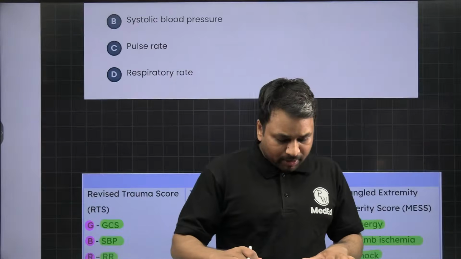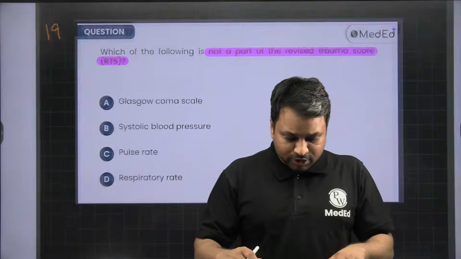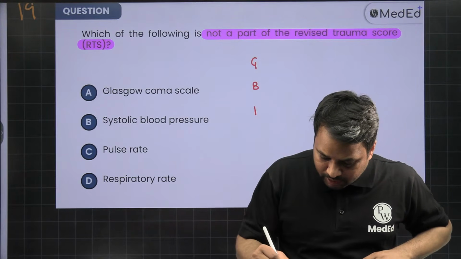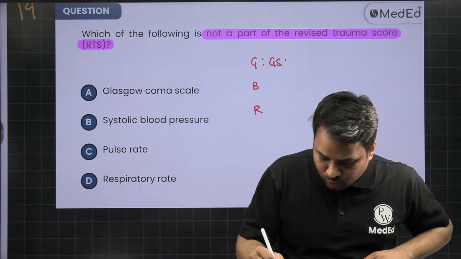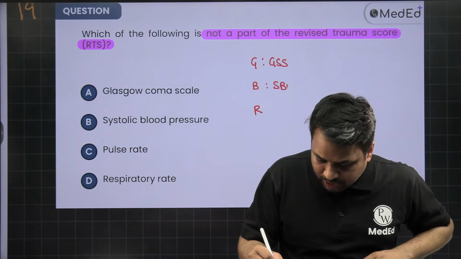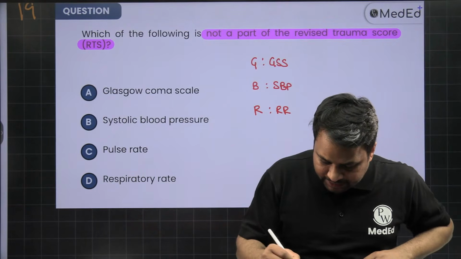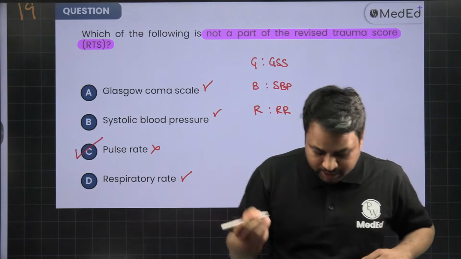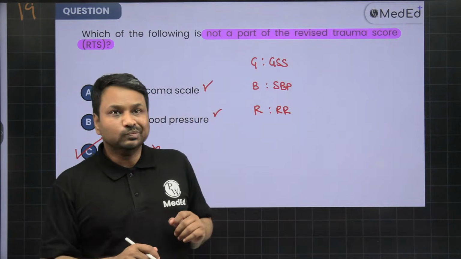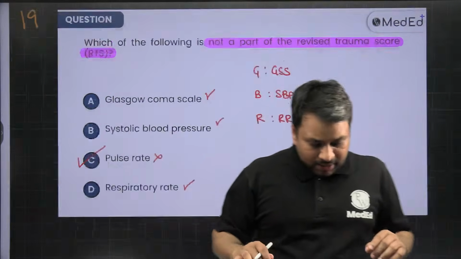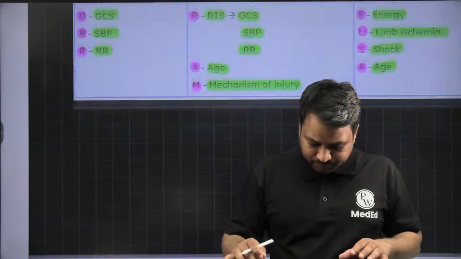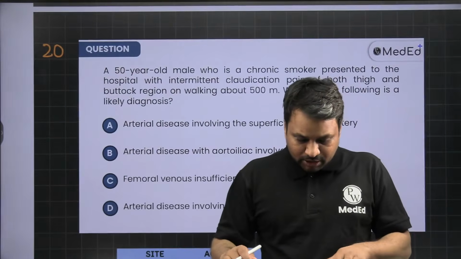Now here they are asking about your RTS scoring system, which is not the part. We know RTS ka mnemonic was GBR. G is your Glasgow Coma Scale. B is your systolic blood pressure. R is your respiratory rate. GCS, yes. Systolic, yes. Respiratory rate, not the pulse rate. So answer here is C for Calcutta. So the answer to question 19 is going to be C for Calcutta. Question number 20.